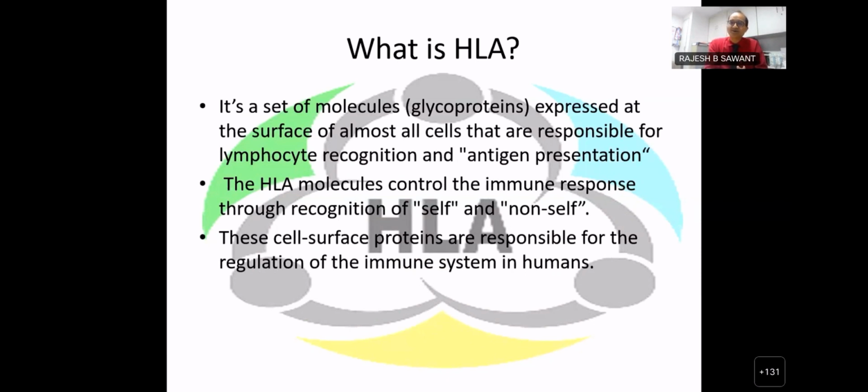So let us try and understand what exactly HLA is. It is a set of molecules, essentially glycoproteins, which are expressed on the surface of almost all the cells that are involved with antigen presentation. The HLA molecules basically control the immune response through this function of recognition. By this function, they will either recognize a particular protein or tissue as self, or they will not recognize it and treat it as non-self. So basically this is just acceptance or rejection of a graft. This is the basis. These cell surface proteins are responsible for the regulation of our immune system and its response in humans, like all other animals.